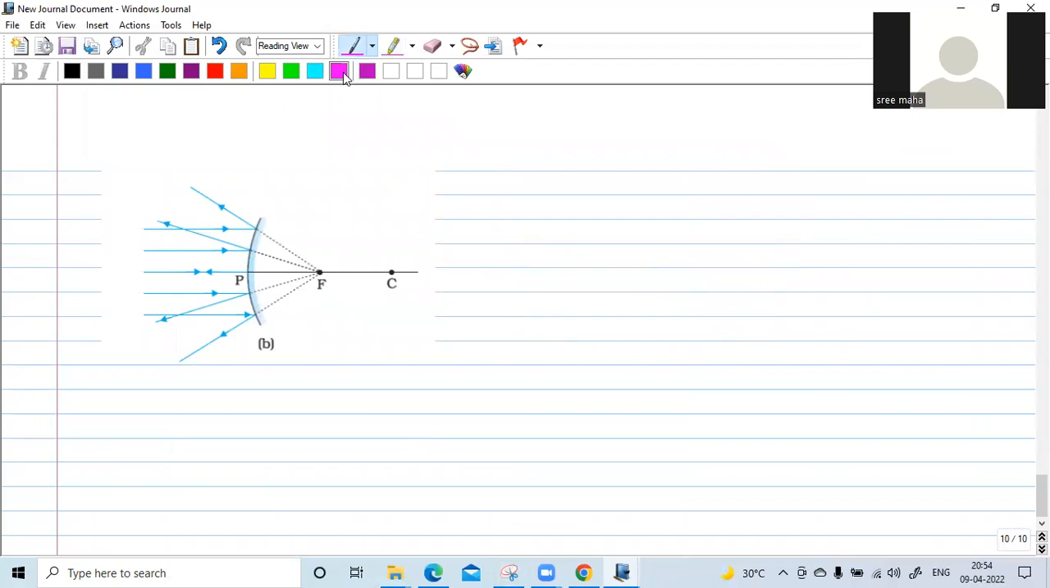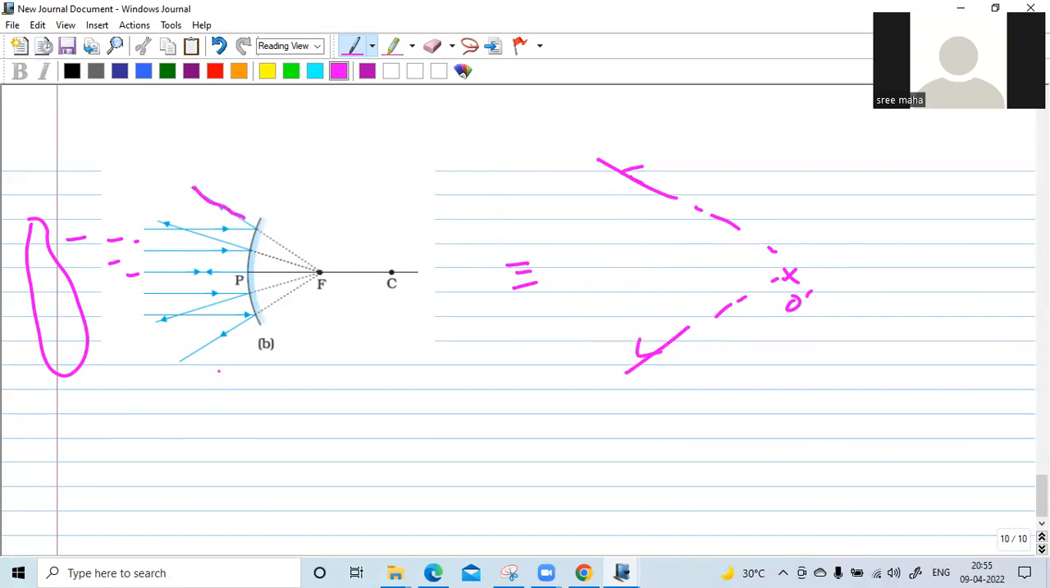Okay, so this is equivalent to, suppose I have an object here. Actually, here the object is at infinity. Whatever object is there, parallel beams are coming from there. So instead of that, if I have an object here, this will produce the same light rays. Got it? So these two light rays I can get either by having an object at infinity, which comes and gets reflected.